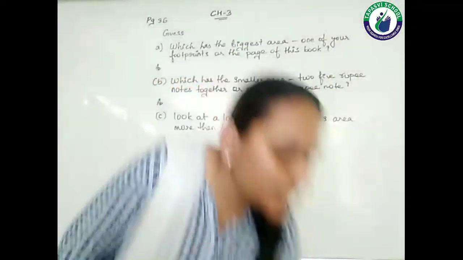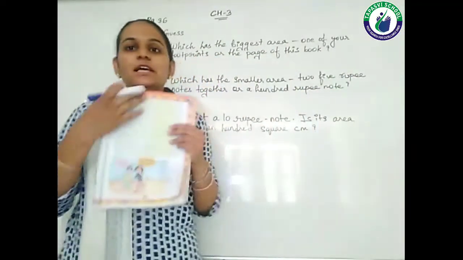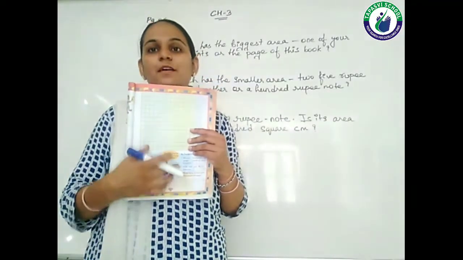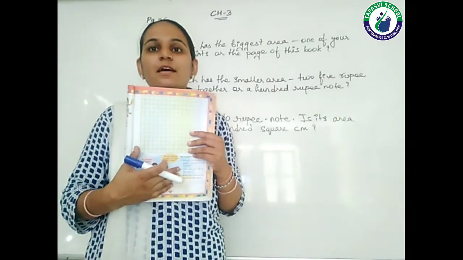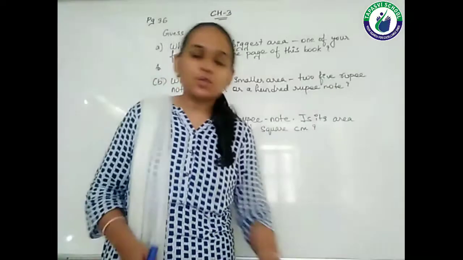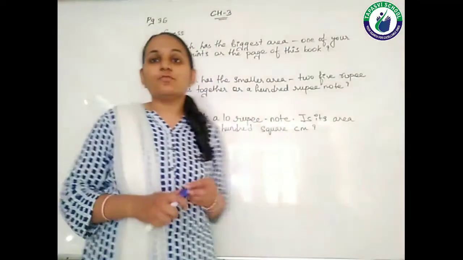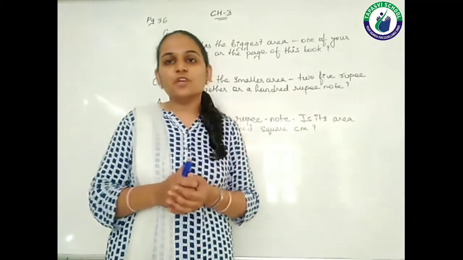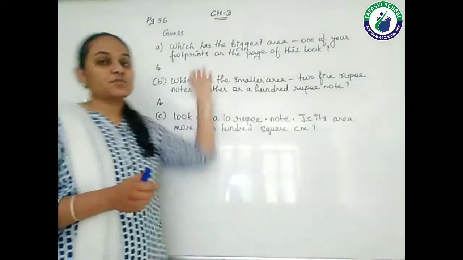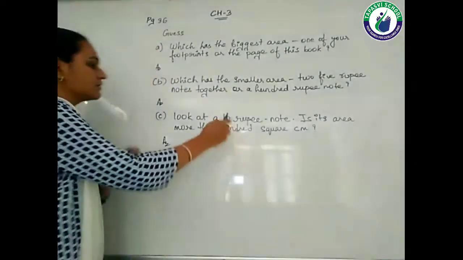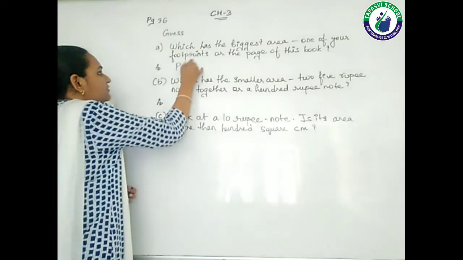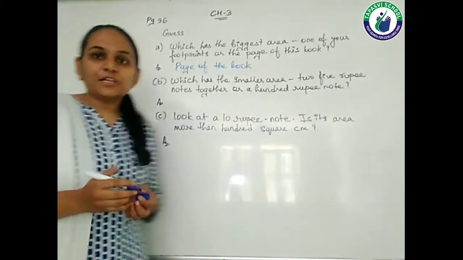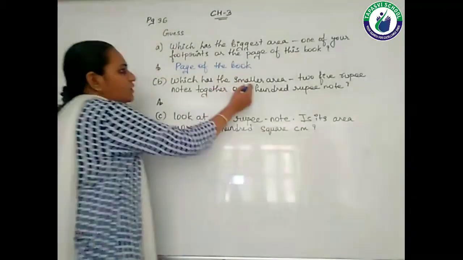So they are just talking that, for example, if this is your book, right? Now if you just compare the area of this particular book, the area of the page and the footprint area, obviously you can say students, the footprint will be having less area as compared to the page of the book. So here you will be writing the answer, students, that is page of the book. So I am also writing page of the book. Is it clear, students?